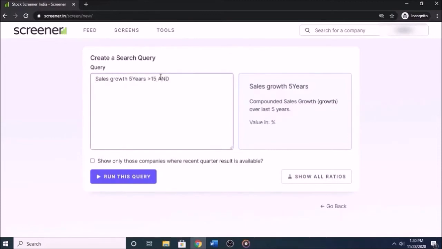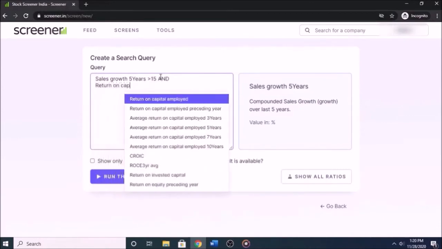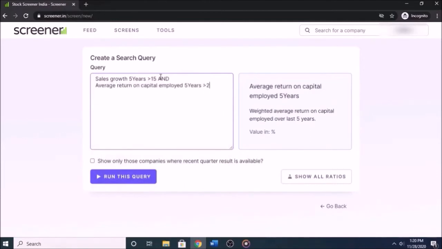Add. And then the next one is ROCE, return on capital employed, for the last 5 years. Let's say if it's more than 20, that's really great. But let's see how many companies will have more than 20%. And then the next one is the debt.